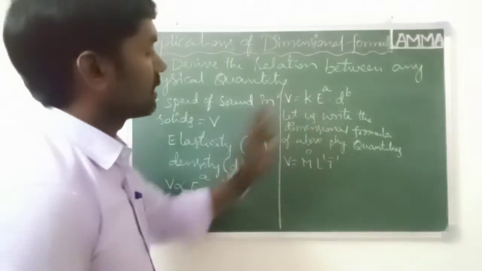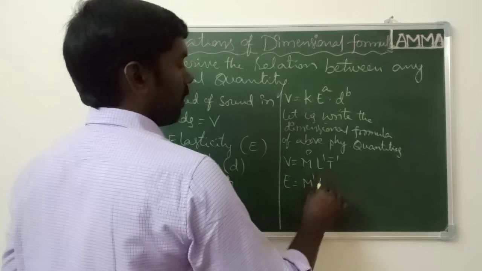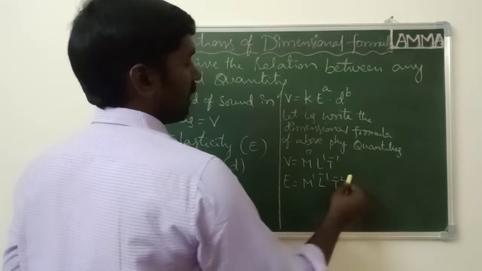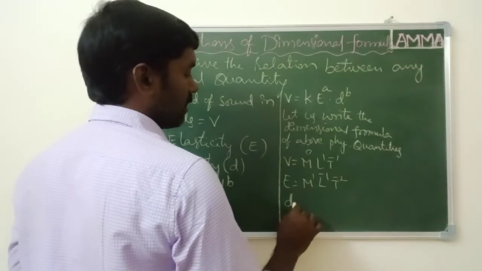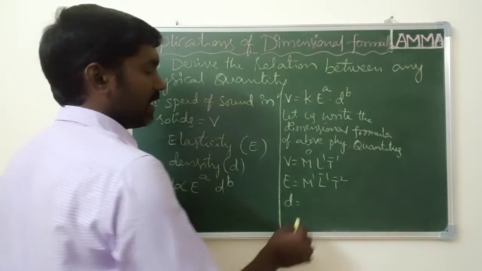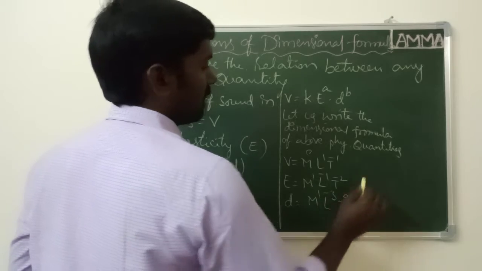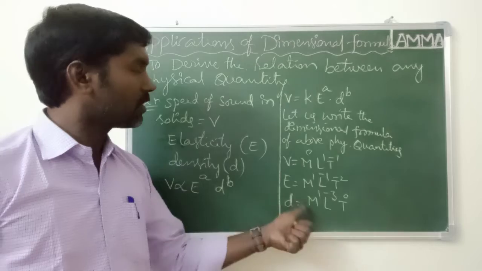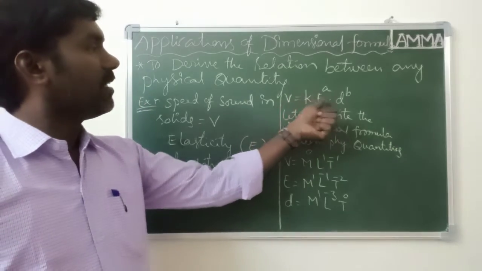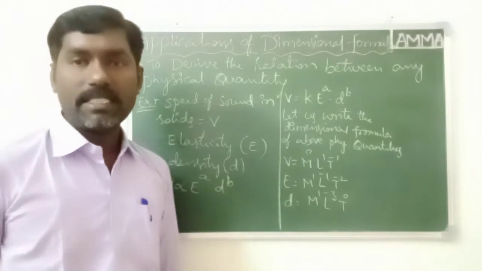And what is the dimensional formula of the elasticity? M1 L minus 1 T minus 2. This is the dimensional formula of the elasticity. And what is the dimensional formula of the density? M1 L minus 3 T0. These are the dimensional formulas of V, E, D, means speed, elasticity and density of the medium.